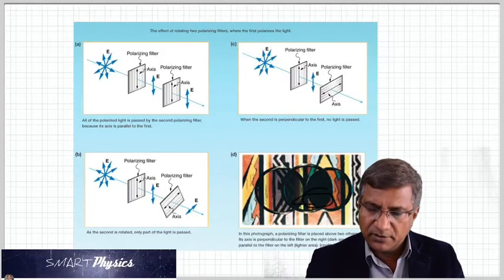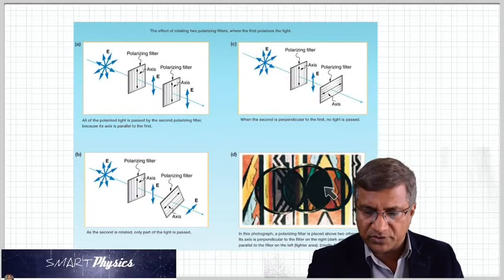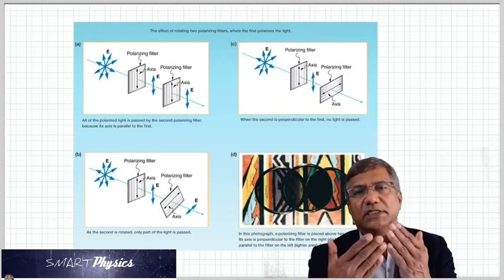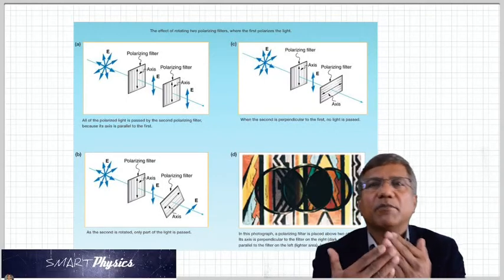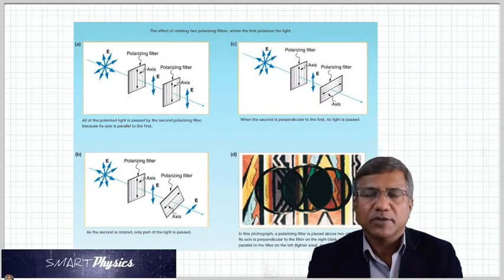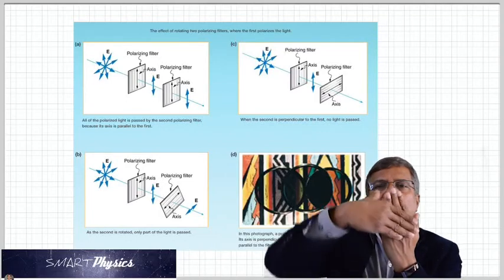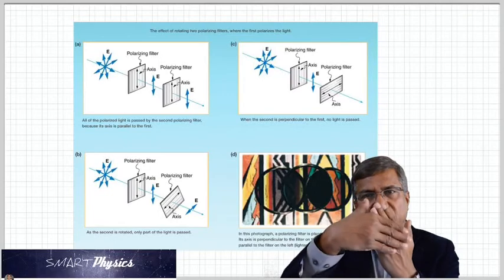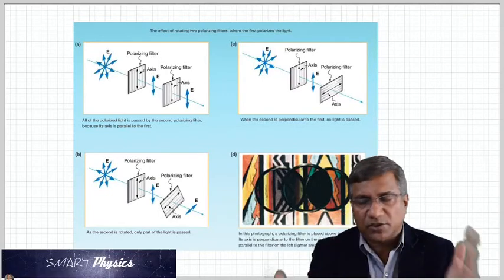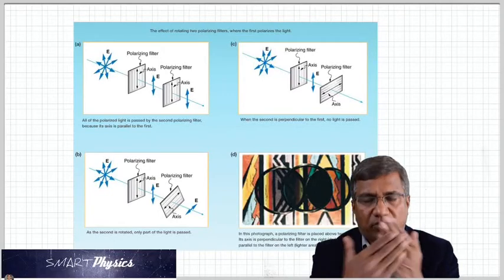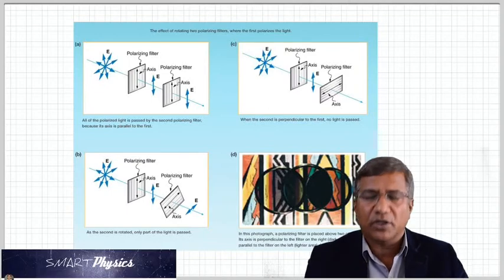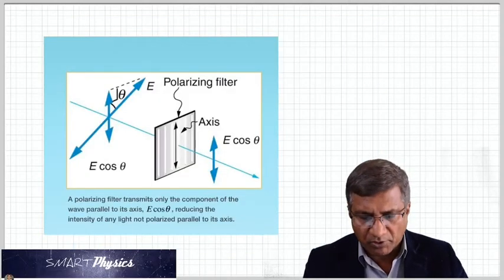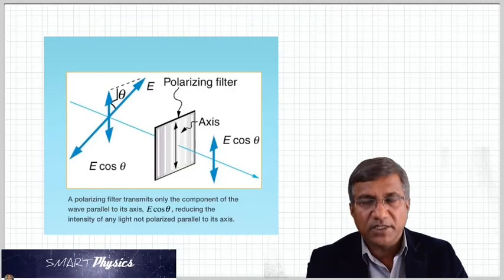This is really cool. If you see two Polaroid films, and I'll show this to you in the lab, and it'll make more sense to you. If you rotate one, you can see that it'll become completely dark. And then if you keep rotating, you can see through it. So both are polarized. And there are two laws that you need to know about polarization, and two formulas.